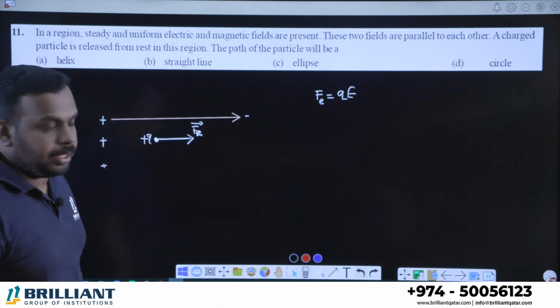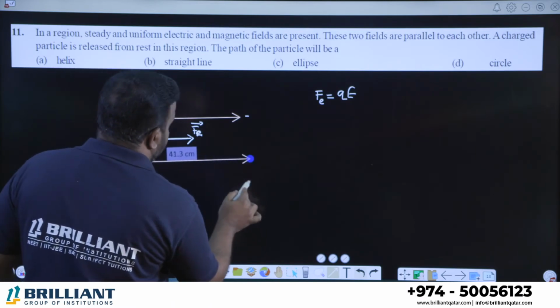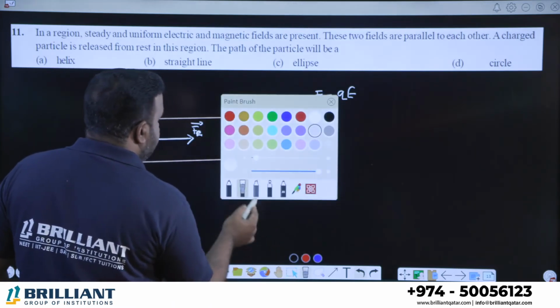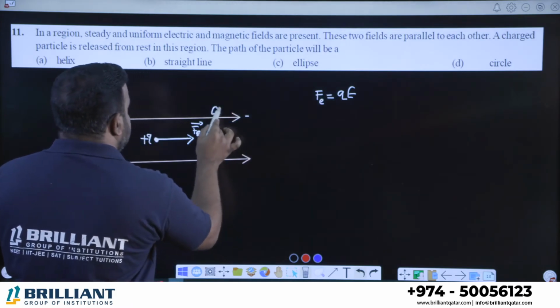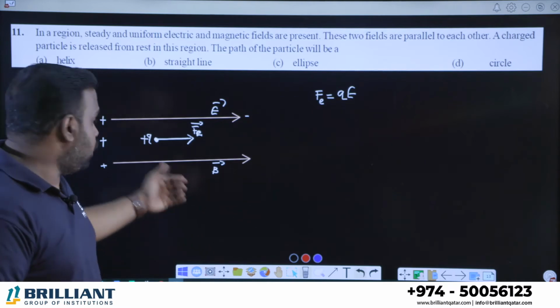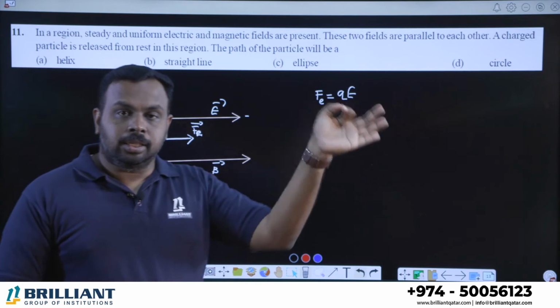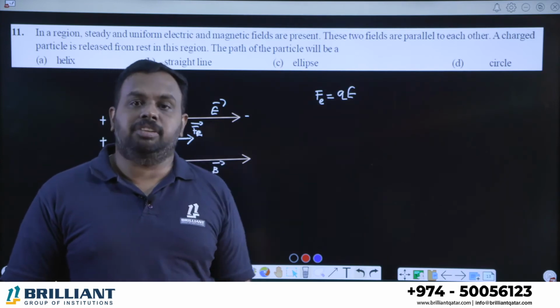Okay. And then what is happening? There is a magnetic field as well, in the same region. But it is given that the magnetic field and electric field are parallel. So if this is the electric field and this is the magnetic field, now what we can understand is this charge is already in motion. It started the motion due to the electric field, right? It will experience a force due to the magnetic field as well.